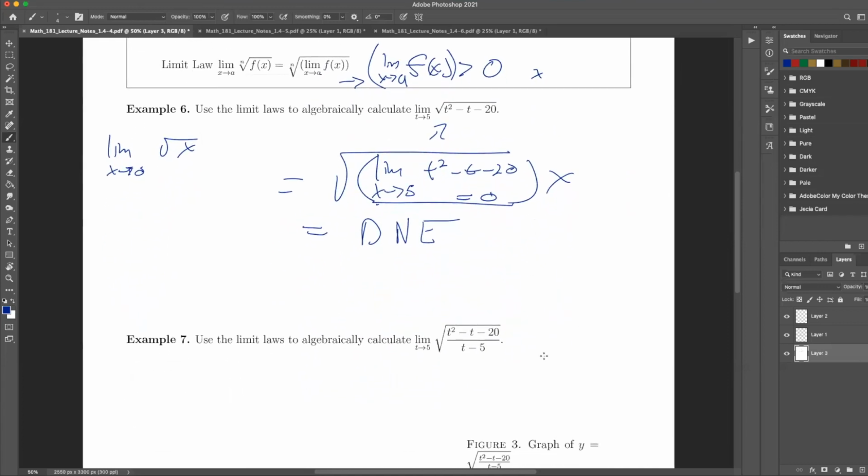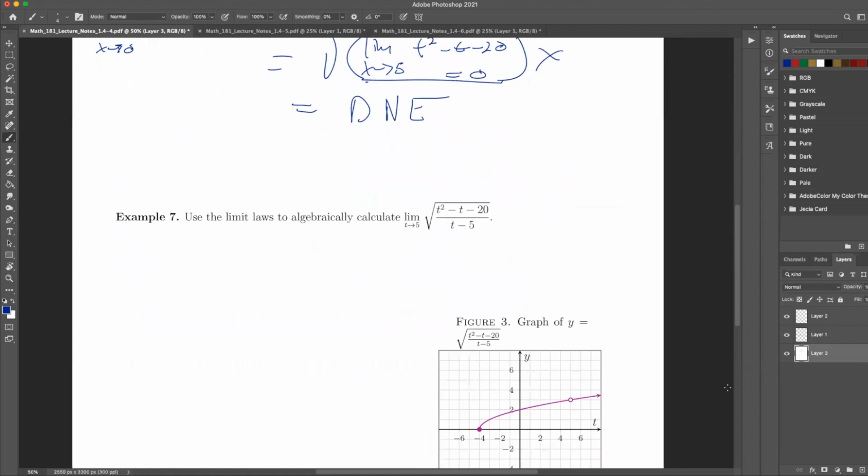All right, so what about this one? Here, if we look at the graph of this, we're going to assume this exists. From the graph, what does it look like the limit is equal to? Just real quick from this graph. It looks like it's 3, but how are we going to show that algebraically?